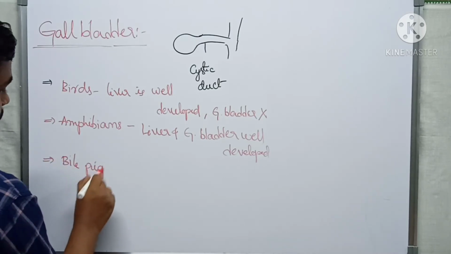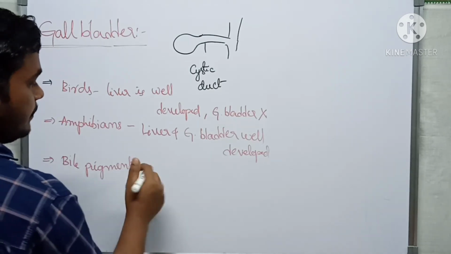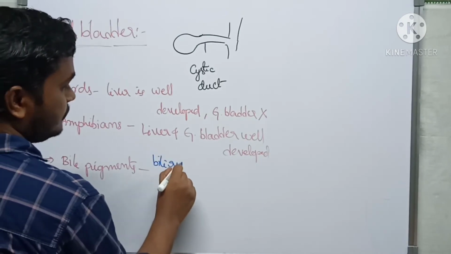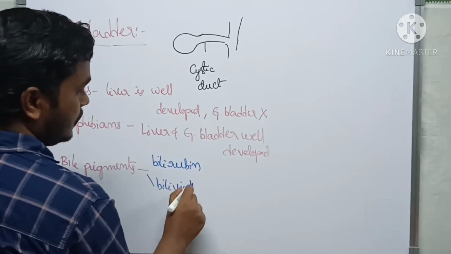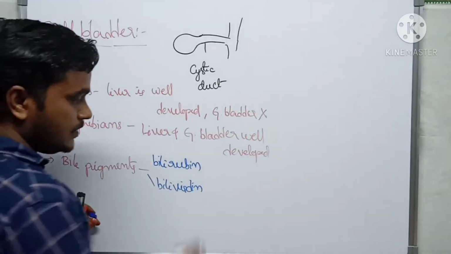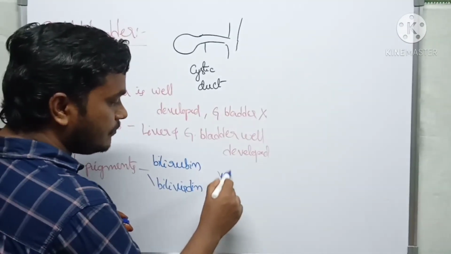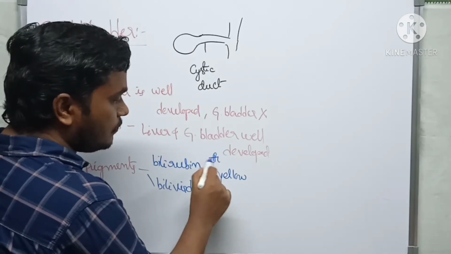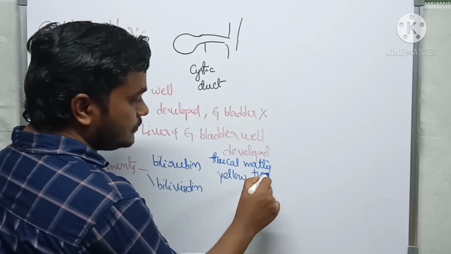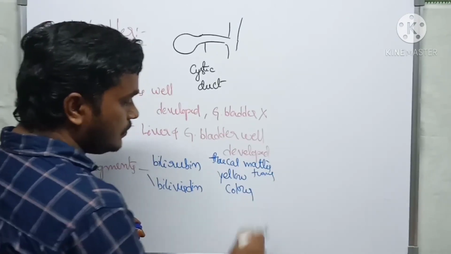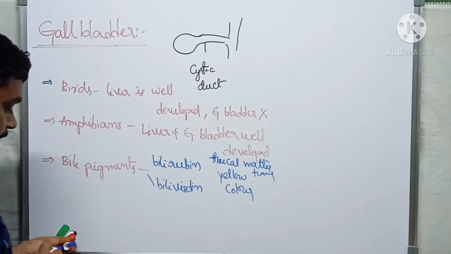Then if you want to discuss the bile pigments, those are bilirubin and biliverdin. These are the two bile pigments. Because of these bile pigments, our fecal matter turns yellow in color. The reason behind the yellow color is bilirubin and biliverdin.